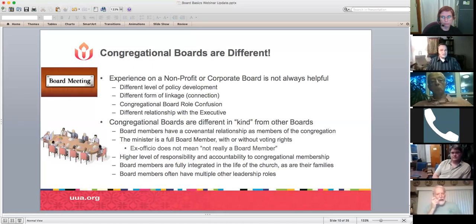In congregations, that does not happen. In congregations, your board members are members of the congregation, and the members of the congregation are your friends and sometimes your spouse and your family. There is not any clear delineation of relationship between the governing board members and the members of the congregation. And we wouldn't want there to be.